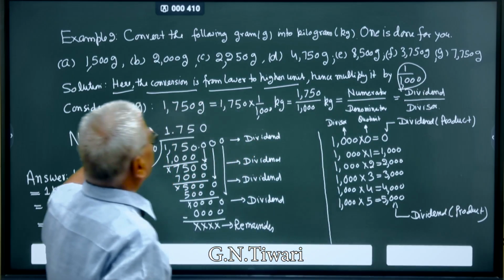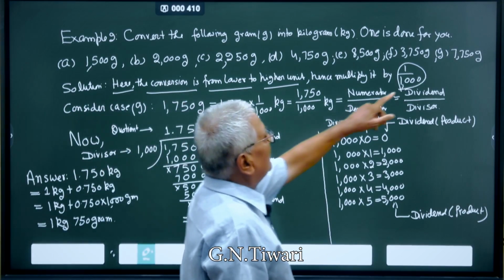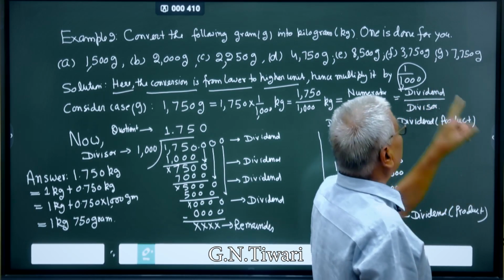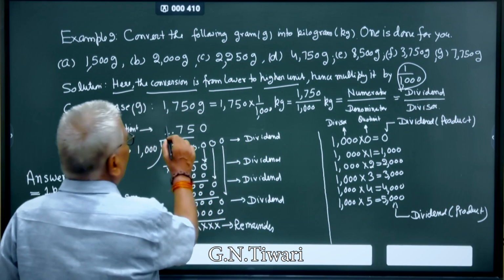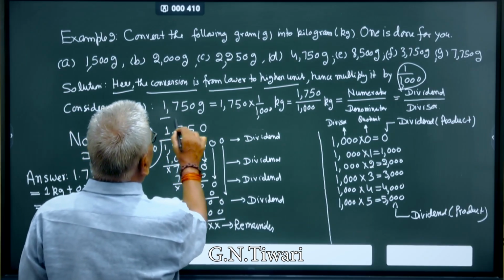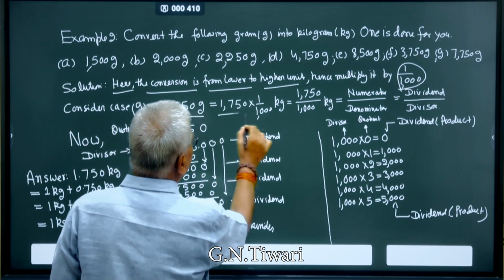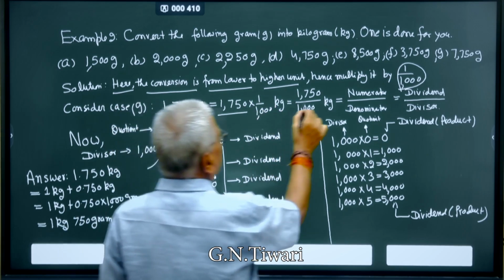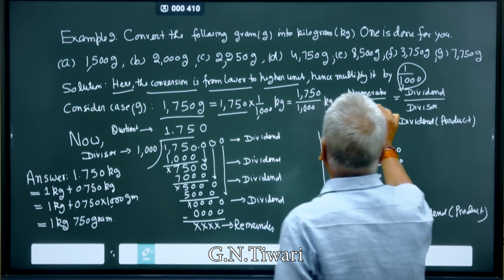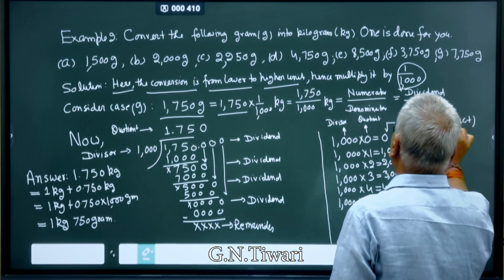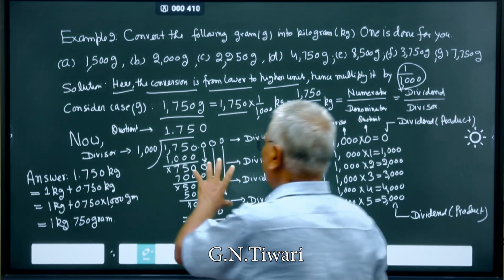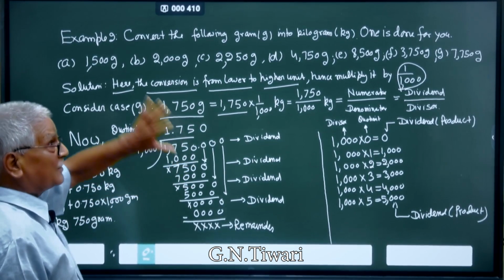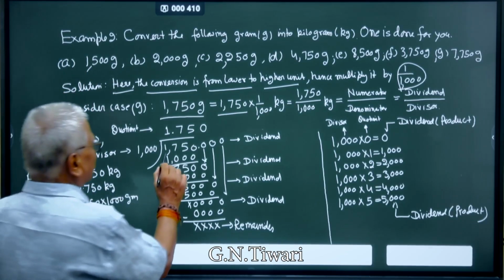Just see, case G is nothing but 1750 gram. It is a number, but when you write the number name, it becomes different. So just see here, 1750 gram is this into 1 gram, and 1 gram is equal to 1 by 1000 multiplied by this. Here it is a numerator, denominator, dividend and divisor. So for that I have given here a very clear picture of how we will do the division in the conversion method.